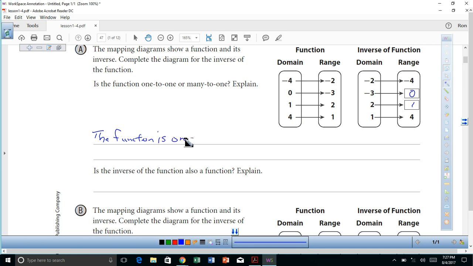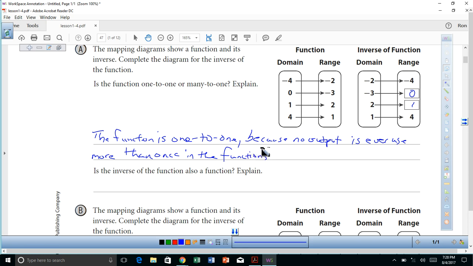The function is one-to-one because no output is ever used more than once in the function's pairing.